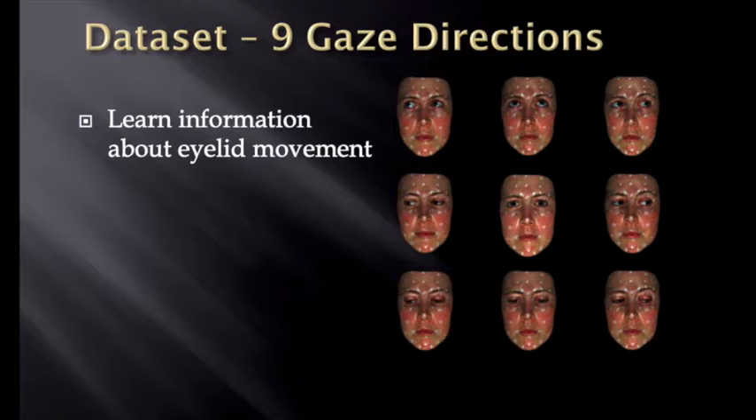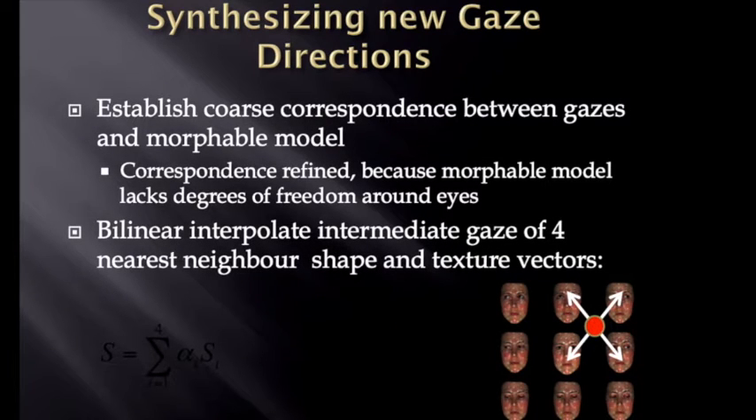Now what we've been doing is adding gaze direction, and that's something we want to add to the model. We first need to learn the information about eyelid movement by generating a new data set, here of 9 gaze directions for a face that is brought in correspondence with the 3D morphable model.